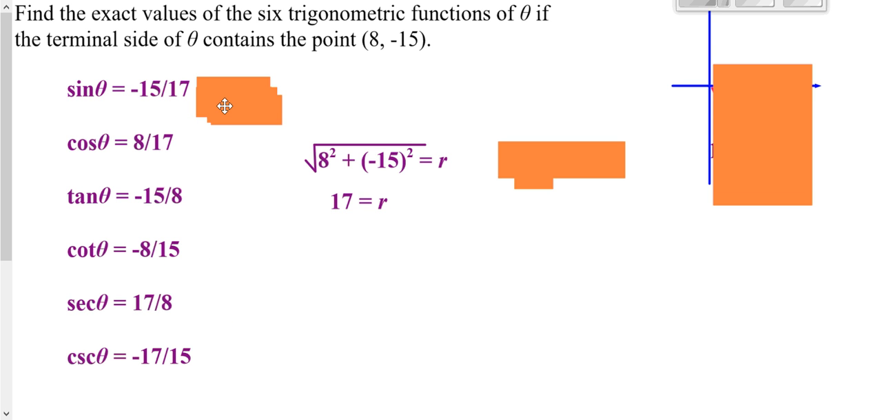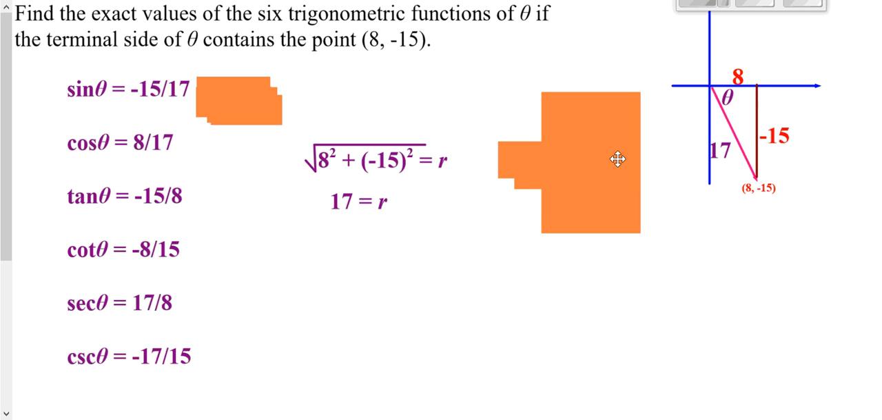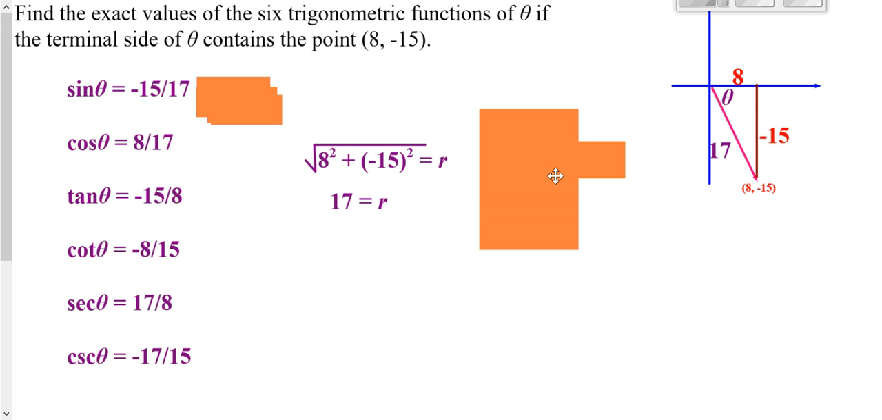Nothing wrong with thinking of it that way, but another way you could think about it is to plot this point, 8 to the right, 15 down. Your hypotenuse would be 17. When you draw yourself a triangle, you always go to the x-axis. Always to the x-axis. Never to the y. So you go from here straight up to your x and form a right angle right here. Your angle is always in the triangle at the origin. And then if you wanted, you could just do SOH CAH TOA.